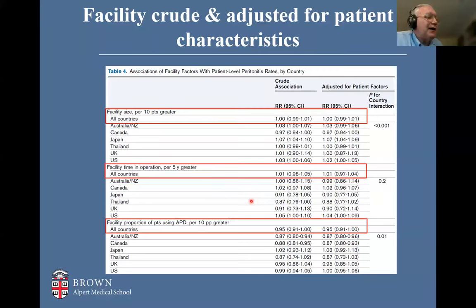Can I just comment on that? I'm not sure why anybody thought that would make a difference unless we think that dirty old buildings are a cause of peritonitis. I would think what would be much more interesting, and impossible to get, would be the staff experience, the staff turnover, things like that. That would seem to me to be much more likely to show something. Okay, not the facility age itself.